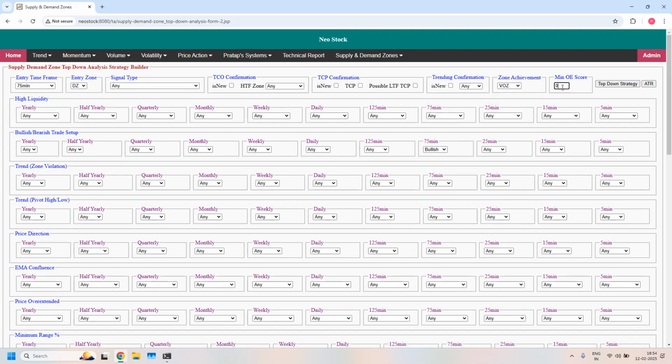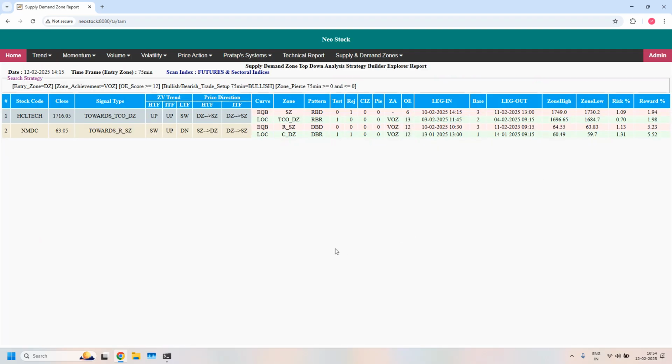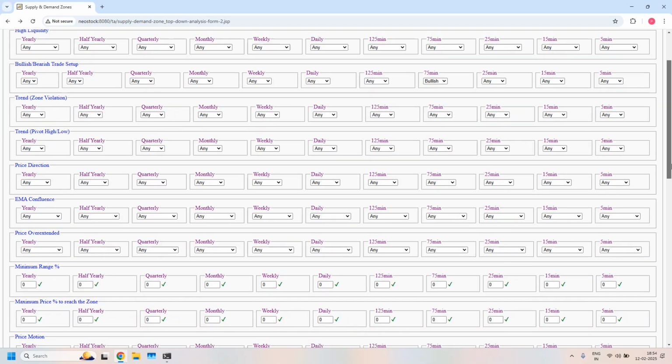Zone achievement VOZ, minimum odd enhancer score 12. With these filters, we got 2 stocks. Currently, these 2 stocks are supporting bullish trade setup for weekly income trade. Out of these 2, how many are having ITF supply zone, demand zone Confluence? Let us verify. That is 75 minutes with daily demand zone Confluence.